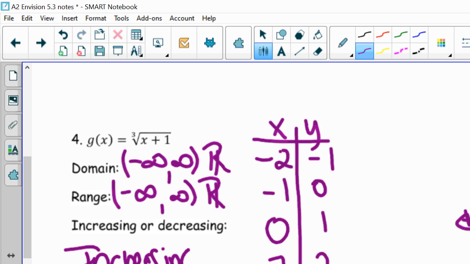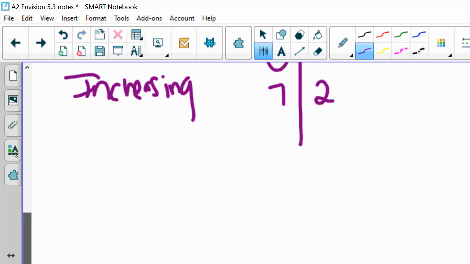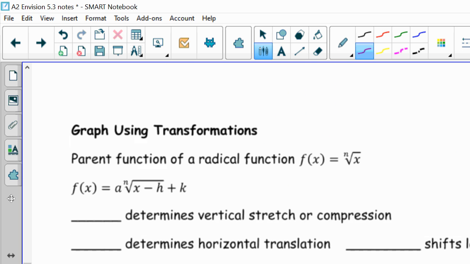So on these, we've had to play these games of what number do I have to plug in to get a perfect cube or a perfect square root. If we graph using our transformations, our parent function, then we don't have to play that guessing game. So we're going to review graphing using the transformations. Right? So the parent function of a radical function looks like f of x equals the nth root of x.